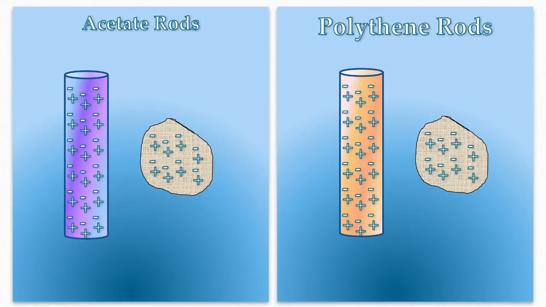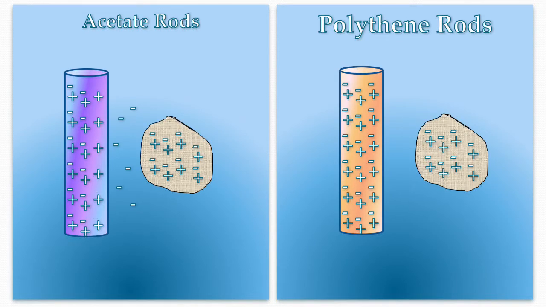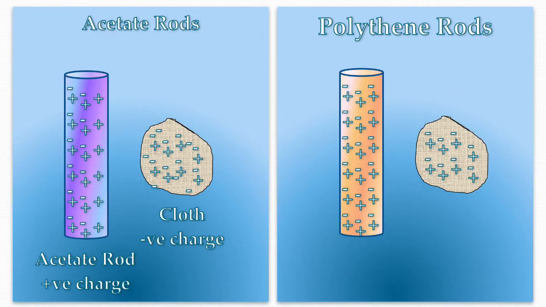Another example would be if we rub an acetate rod with a cloth. Acetate is a type of plastic. The friction causes the transfer of electrons from the acetate to the cloth. This gives the acetate rod an overall positive charge and the cloth a negative charge.